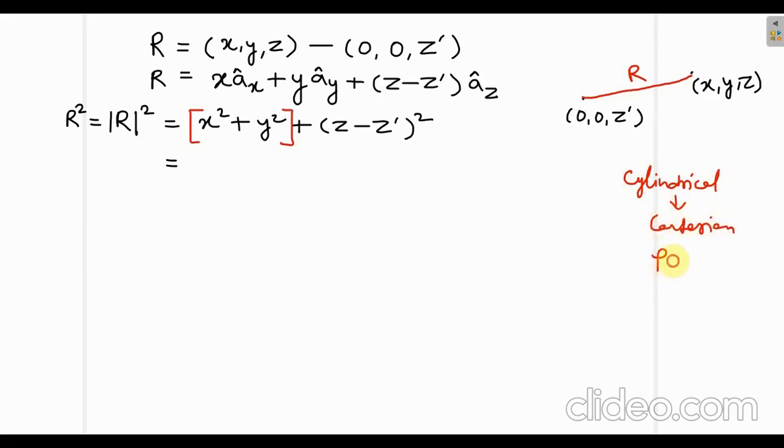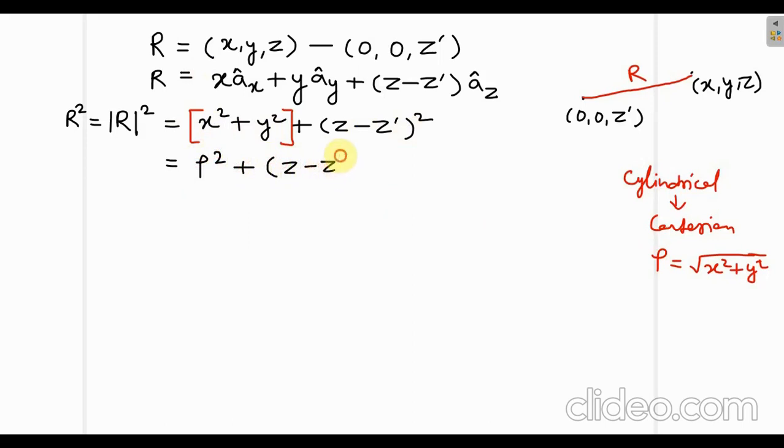Okay, so during that we have seen that rho equals root under x square plus y square. This is the value of rho. So here, since it is x square plus y square, it will be rho square. So in place of this, we can put rho square, and this z minus z dash.